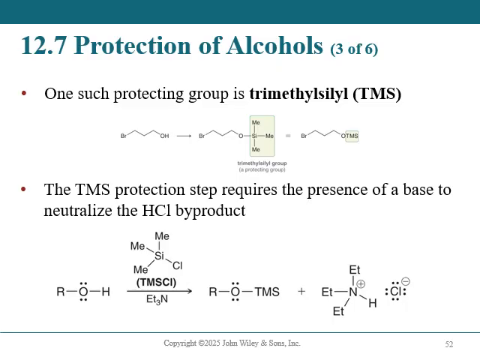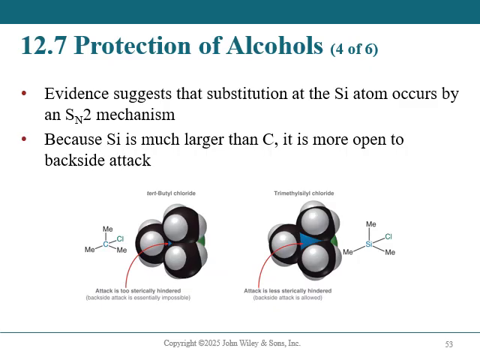Now for TMS protection, for that step, you need the presence of a base to neutralize the hydrochloric acid byproduct. Evidence suggests that substitution of the silicon atom occurs by an SN2 type mechanism because silicon is much larger than carbon. It's actually under carbon in the periodic table. It is more open to backside attack, which is why we think that it happens through SN2 mechanism.